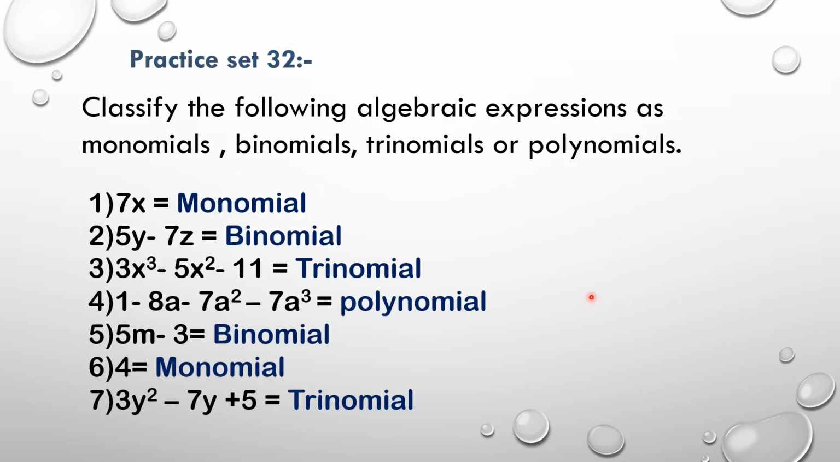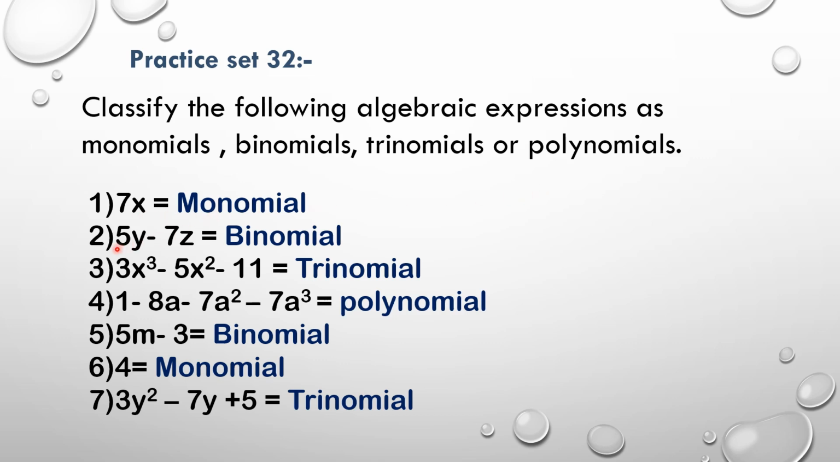Let us do practice set 32. Classify the following algebraic expressions as monomial, binomial, trinomial or polynomial. So I told you, an expression having only one term is called monomial. An expression having two terms is called binomial. An expression having three terms is called trinomial. An expression having more than three terms is called polynomial. Okay, now see here. 7x is what? Only one term, so monomial.